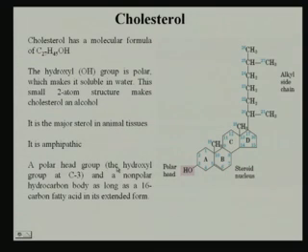The polar head, the hydroxyl group at carbon atom number 3, and a non-polar hydrocarbon body as long as a 16 carbon fatty acid in its extended form. So in total it has 27 carbon atoms, and the 16 carbon fatty acid is also attached as an alkyl side chain molecule, and this is the steroid nucleus, and here one hydroxyl group is attached on the carbon atom number 3.